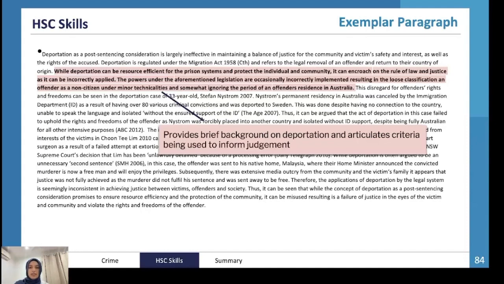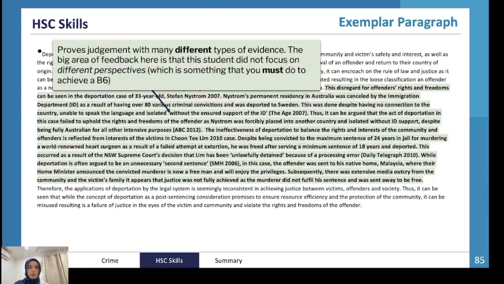We've then got a judgment. So it proves judgment with many different types of evidence. The big area of feedback here is that the student did not focus on different perspectives, which is something you must do to be able to achieve a band 6. So again, I'd suggest have a pause here and just read through that and determine what's been done well, and again, how can you potentially integrate different perspectives to be able to attain a band 6.